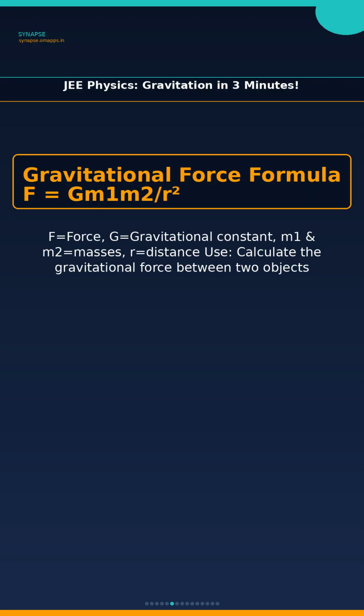F equals G times m1 times m2 divided by r squared. F is the gravitational force, G is the gravitational constant, m1 and m2 are the masses of the two objects, and r is the distance between their centers. Make sure you use the distance between the centers, not just the surfaces.